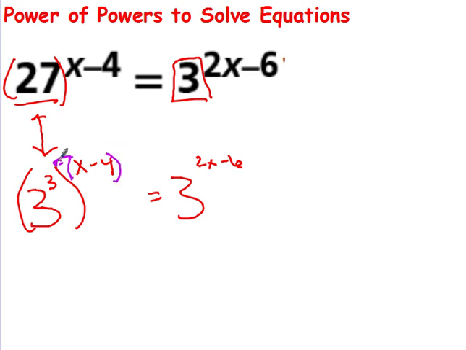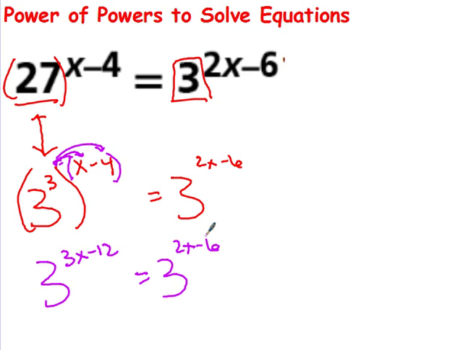When I do 3 times x minus 4, it's like the distributive property. So this is 3x and then 3 times negative 4. I have my same base, and this becomes to the power of 3x minus 12. I'm just multiplying my two powers, because that's what we do when we have a power raised to another power. And that's going to be equal to the base of 3 raised to the power of 2x minus 6.